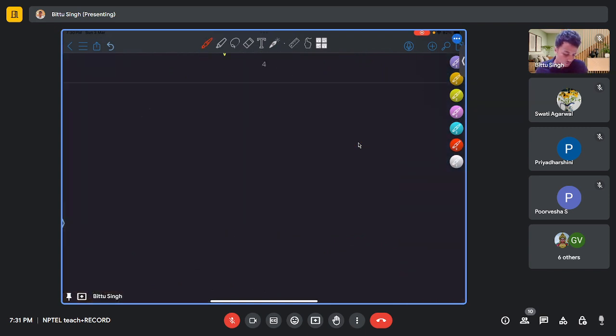Now, can we modify this? Suppose we take C^n, or for example, take C^3. We can define the inner product in this way. Take two vectors: one is z1, z2, z3, and another is w1, w2, w3. Define the inner product this way: that is z1 w1 bar, plus z2 w2 bar, up to z3 w3 bar. Define the product. Now the question is, is it an inner product or not?